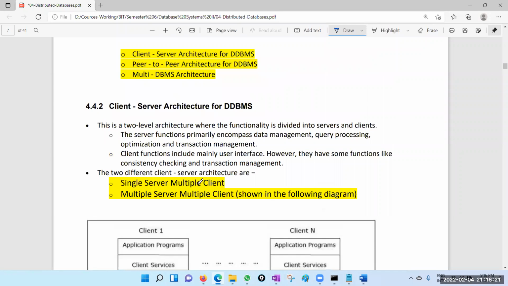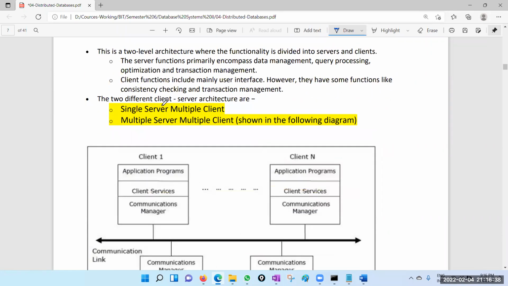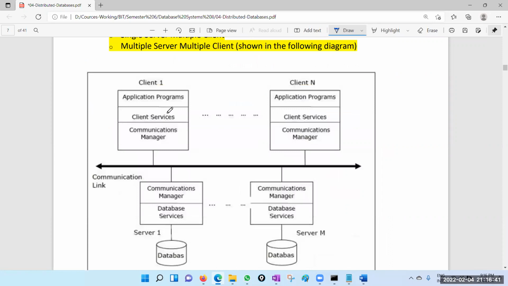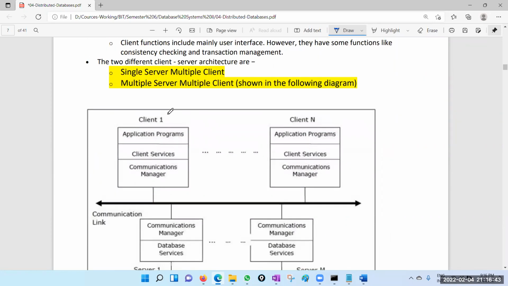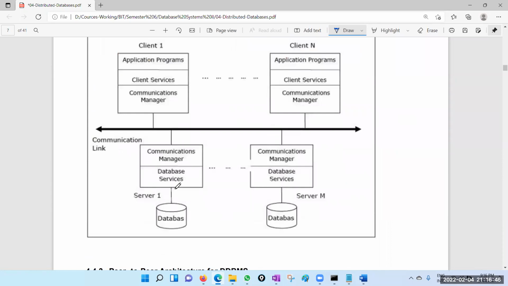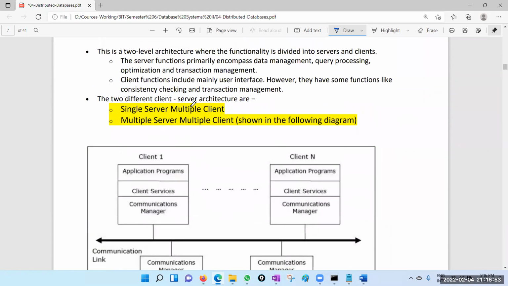Right. So database is always using client server architecture, right? Databases are client server. Database is the server. Others are clients which query data. So you can have single server, multiple clients, or you can have multiple server, multiple client. So this is actually multiple server, multiple client. So most of the time it is multiple server, multiple client.